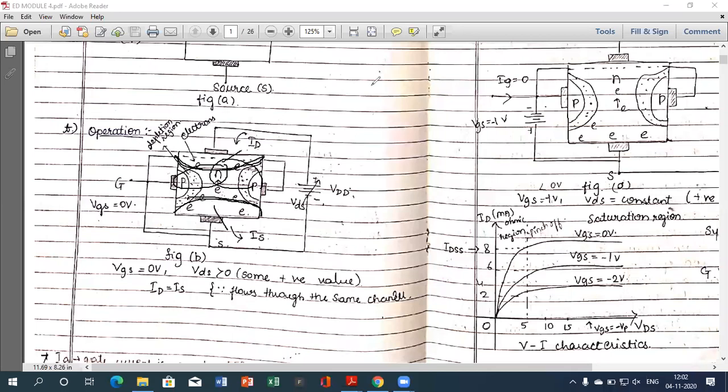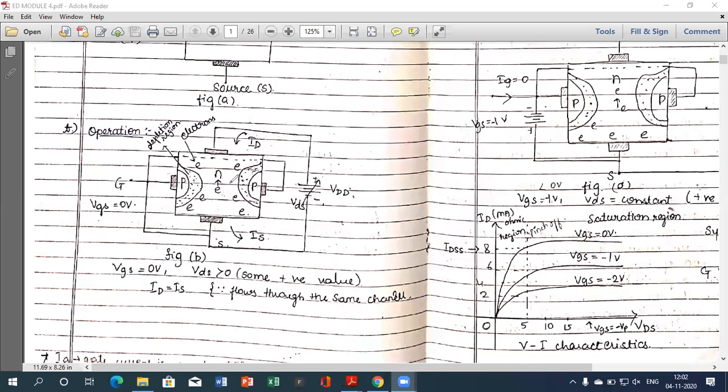Whereas at the bottom end, the negative terminal of the supply is connected to the N type. So it is a little bit forward biased compared with the top end. That's why the depletion layer needs to be less. At this part, the depletion layer is less. At this part, the depletion layer is more. This is because the positive terminal is connected to the top end, the negative terminal is connected to the bottom end.